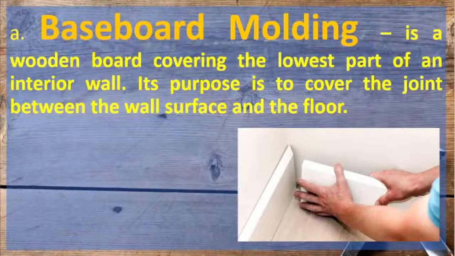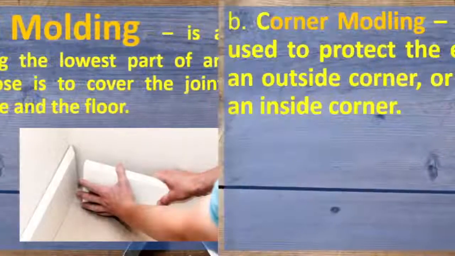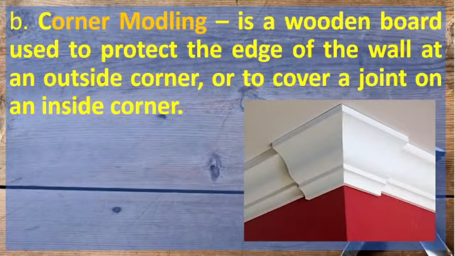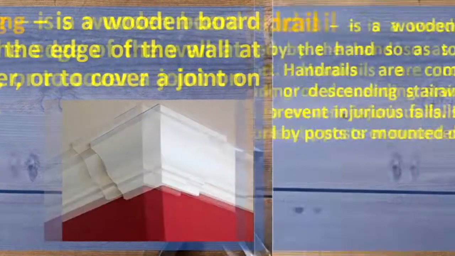Baseboard molding is a wooden board covering the lowest part of an interior wall. Its purpose is to cover the joint between the wall surface and the floor. Corner molding is a wooden board used to protect the edge of the wall at an outside corner or to cover a joint on an inside corner.